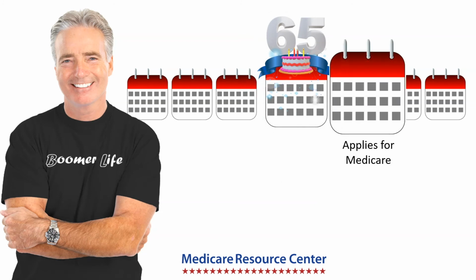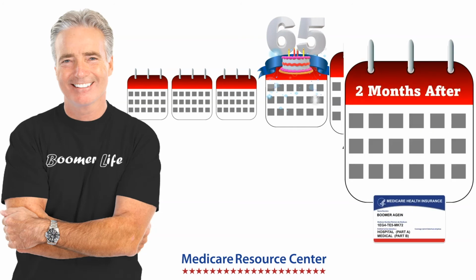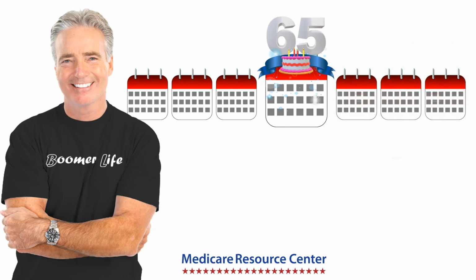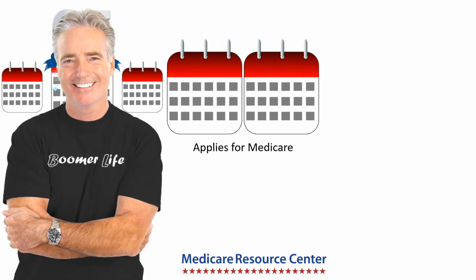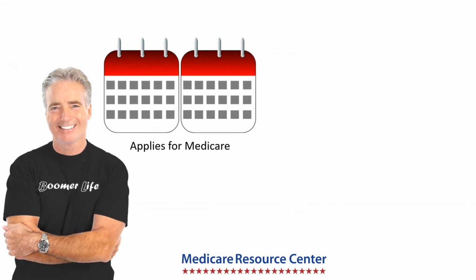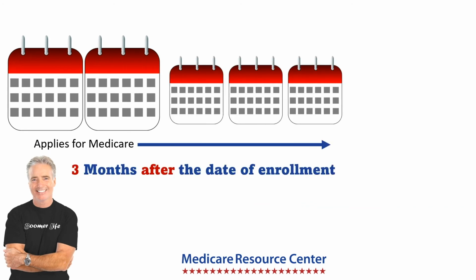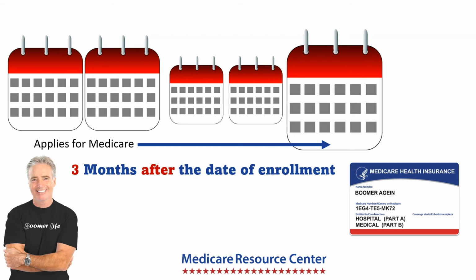And if you start to procrastinate more, now you're getting into those last 3 months and you do it a month after you already turned 65, you apply for Medicare in this month, your effective date won't be for another 2 months. Okay, so keep that in mind. And if you apply for Medicare any one of those last 2 months of the 7-month enrollment period, your Medicare effective date will not be effective until 3 months after the date of enrollment.